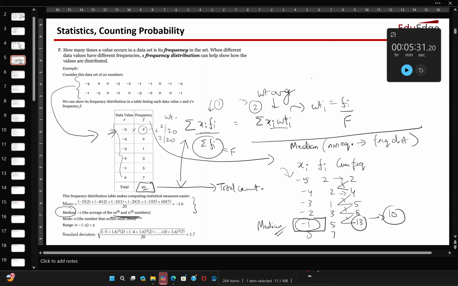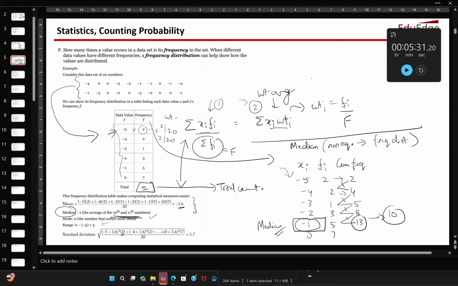Mode here is 0 because frequency is 7 for that value. And range is 0 to -5, so 5 is the range. Standard deviation, you know how to do it. So take the average minus the data value, square of that, into, this is important, into the frequency again.